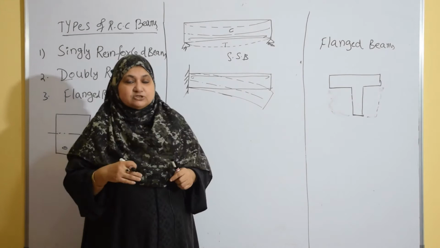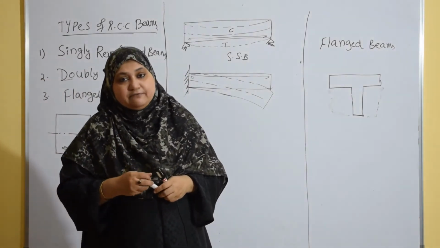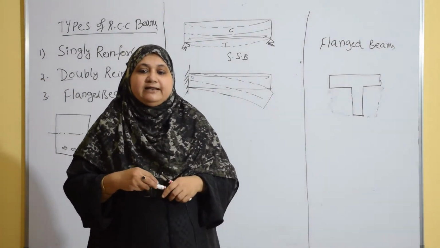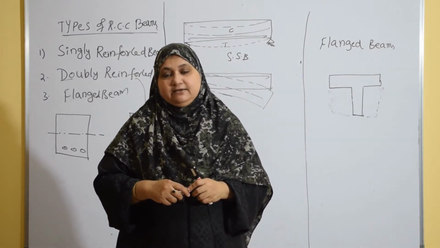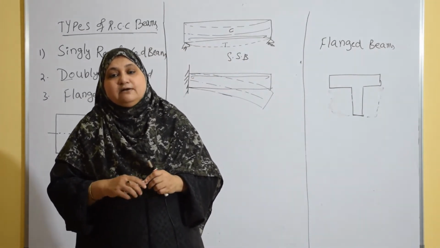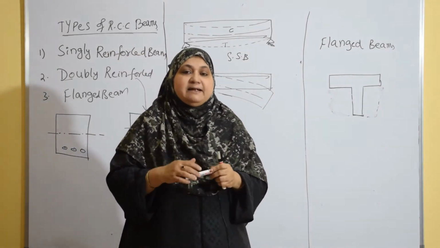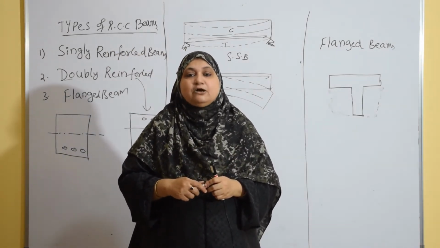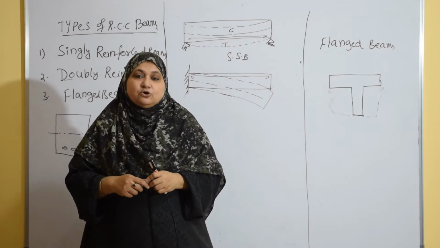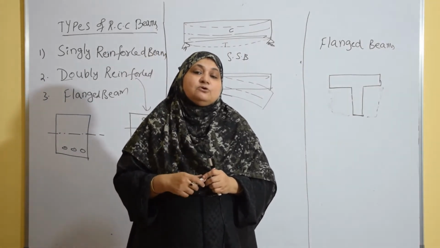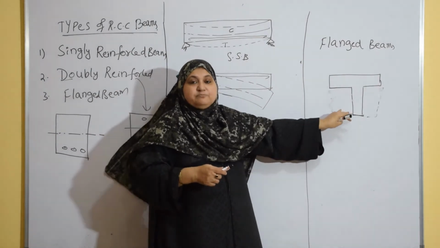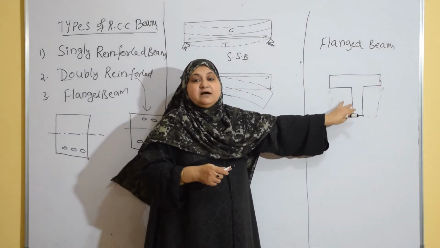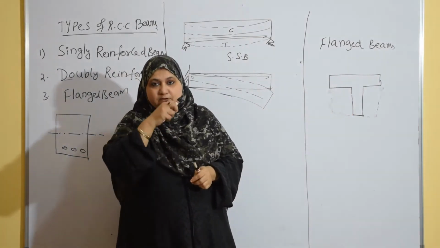In most of the reinforced structures which we observe in our daily life, slabs and beams are cast monolithically. You might have seen the formwork for slab and beam. At the same time the concreting will be done. That is called monolithic construction. So the slab is also going to take up the stresses of the beam. So the beam has become a part of the slab system.